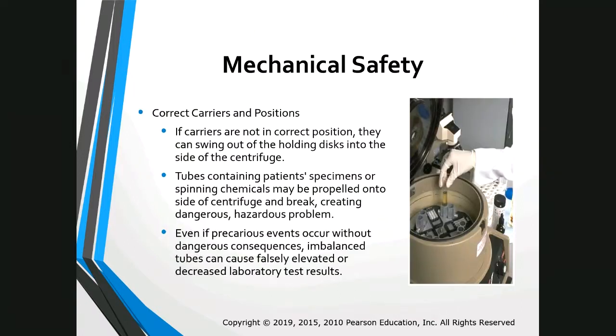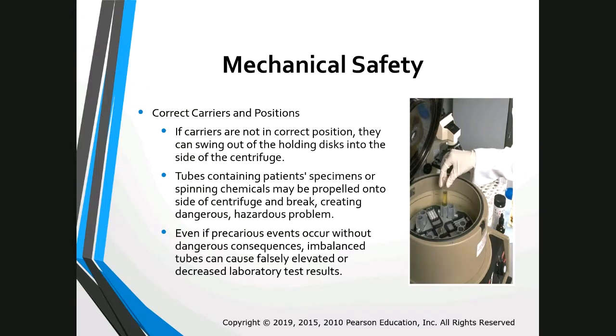Mechanical safety, so we want to use correct carriers and positions. If the carriers are not in the correct position, they can swing out of the holding disc into the side of the centrifuge. Tubes containing patient specimens or spinning chemicals may be propelled into the side of the centrifuge, break, and create hazardous problems. And even if precarious events occur without dangerous consequence, imbalanced tubes can cause falsely elevated or decreased laboratory test results. Generally, in a centrifuge, we're going to balance things across from each other. We will have a detailed lab and video to show you how to balance a centrifuge.